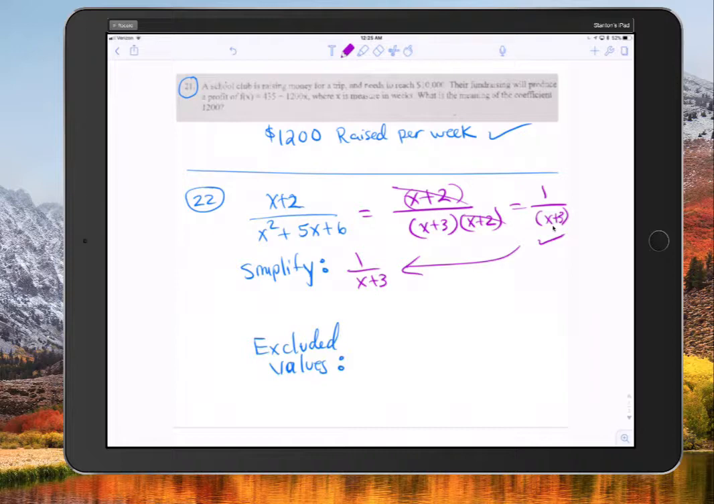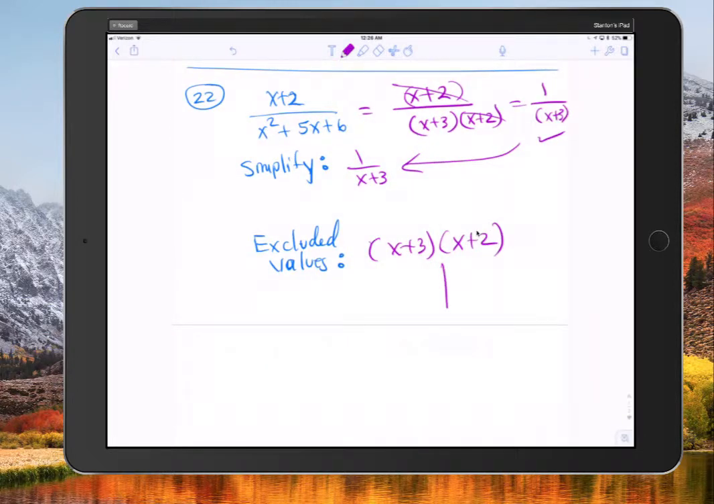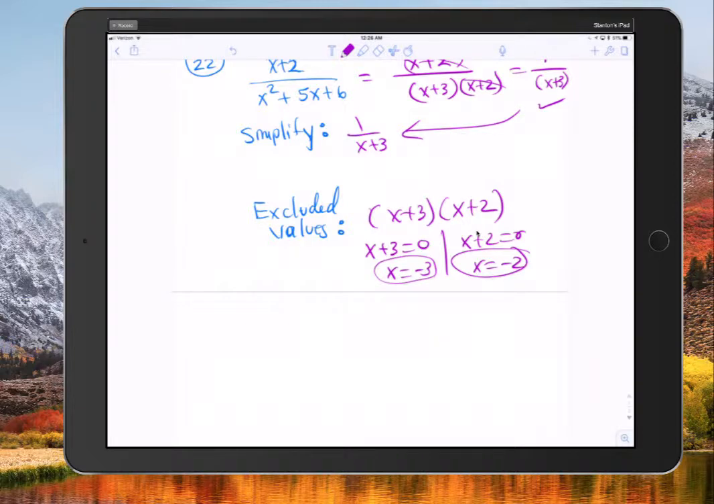Okay. And then the excluded values are whatever makes the denominator 0 in the original expression. In the original expression, we factored it into x plus 3 times x plus 2 in the denominator. Then we have to set each of them equal to 0. So x plus 3 is 0, we get negative 3. And if x plus 2 is 0, we get negative 2. So those are your excluded values, negative 3 and negative 2.